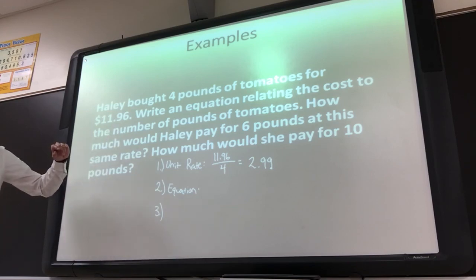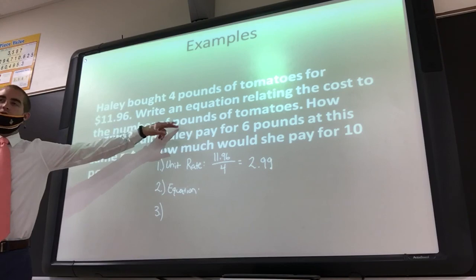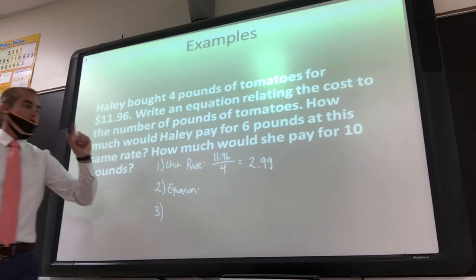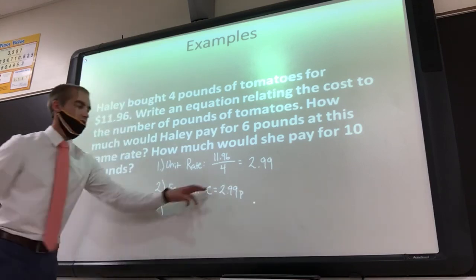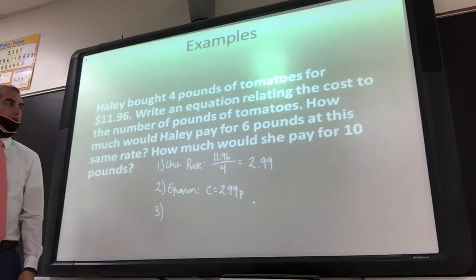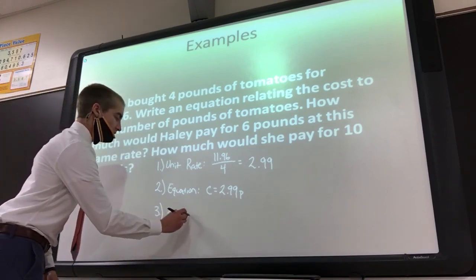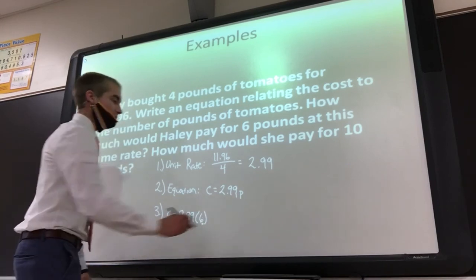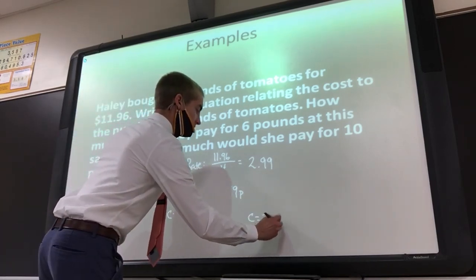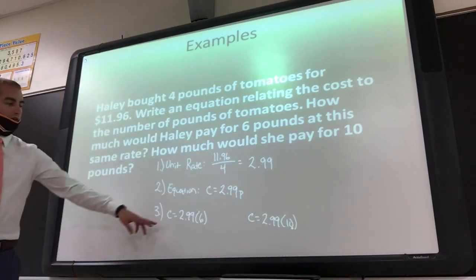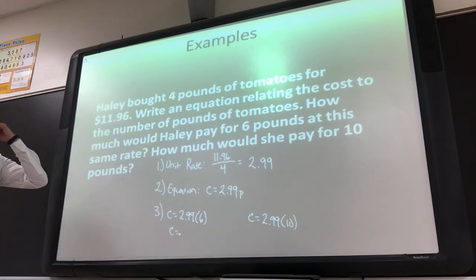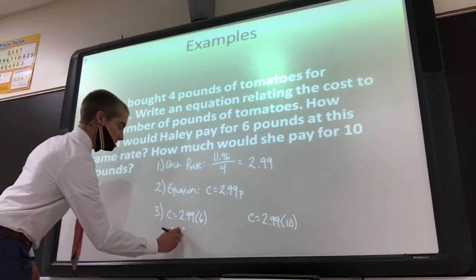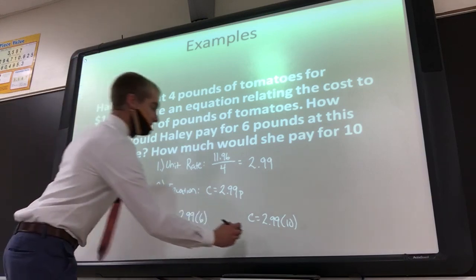The equation, we've got the cost, C, the number of pounds, we can use P. So cost would equal 2.99 times the number of pounds. So that's going to be our equation. And then we're going to have to plug in for 6 and for 10. So we'll have to do C equals 2.99 times 6, as well as C equals 2.99 times 10. So for 6 pounds of tomatoes, 2.99 times 6, that's going to be 17.94, good. And then for 10, it'll be 29.90.